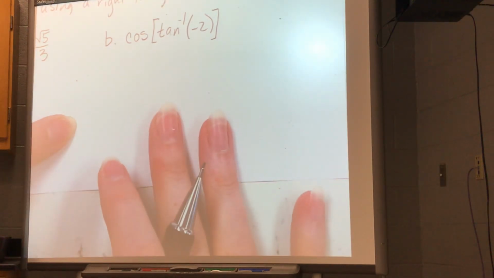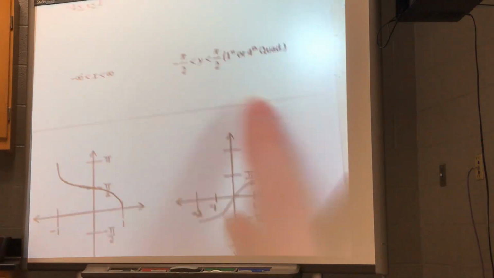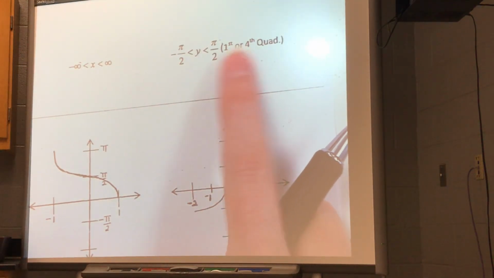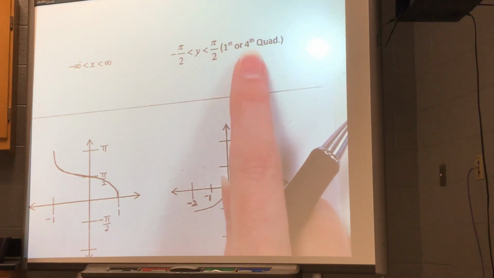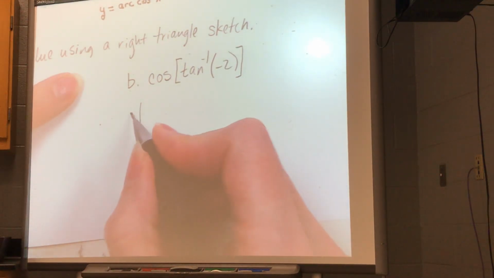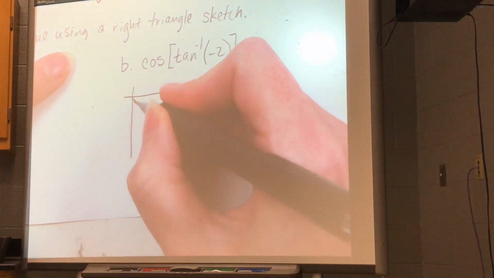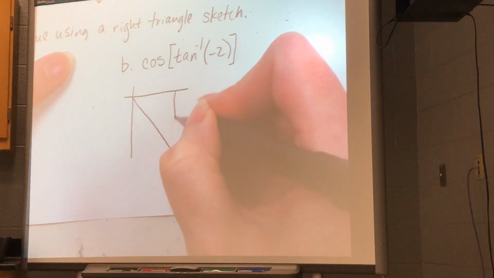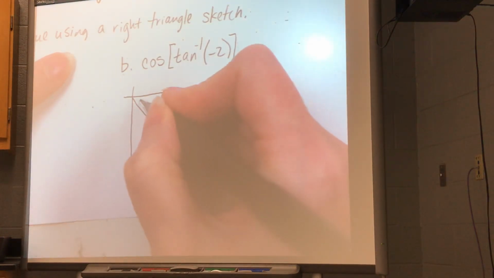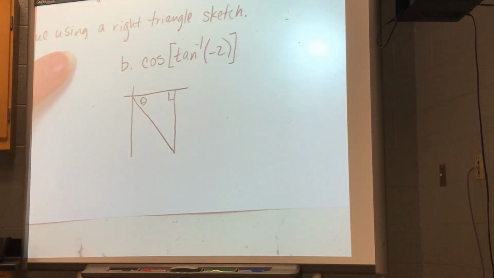Now, there are two quadrants where tangent is negative, but for the arctangent function, which is what we're working with, the only two quadrants we're going to use are the first and the fourth. So which one will we use for a negative? The fourth. So we'll just draw our triangle in quadrant 4. Theta is what we're finding when we do the inverse tangent.